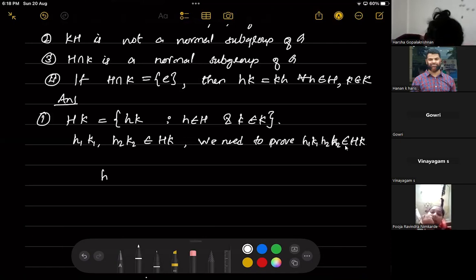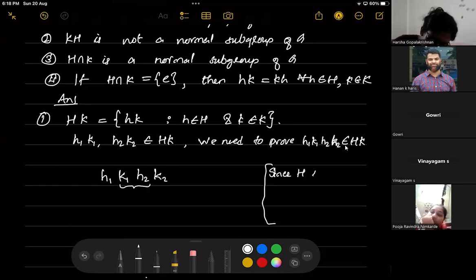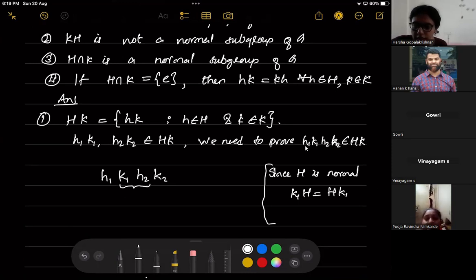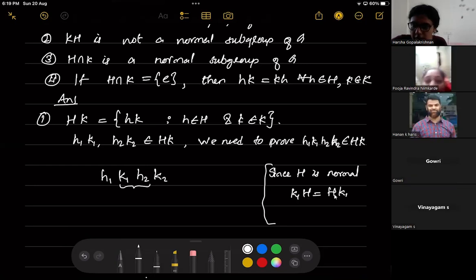Let's take H1, K1, H2, K2. Now consider this K1, H2. Now, what I'm saying is, since H is normal, what can we say? K1H equal to HK1, right? So this is the definition of normal. Since H is normal, for any element A, we will have AH equal to HA. Instead of A, I am taking K1. So K1H equal to HK1.